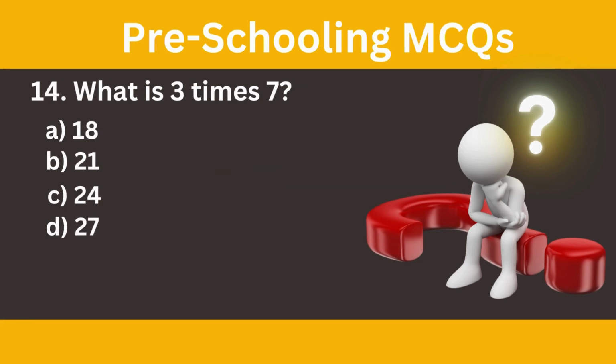14. What is 3 times 7? A. 18b, 21c, 24d, 27. B. 21.